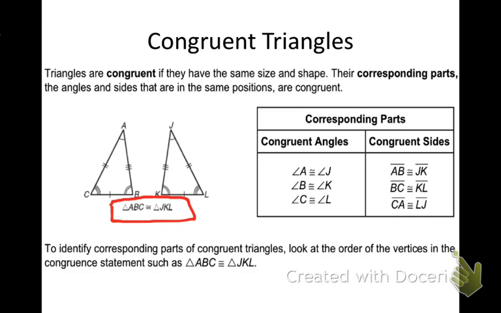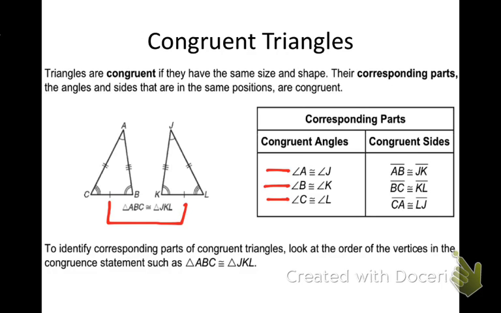So if you look down here, triangle ABC is congruent to triangle JKL, which means A is matched up with J. B is matched up with K. C is matched up with L, which again, if you look over here, shows that in that order: A, B, C, J, K, L. They have to be matched up correctly.